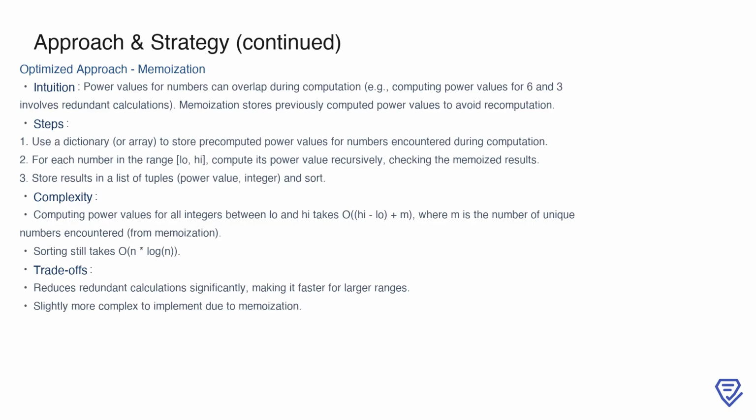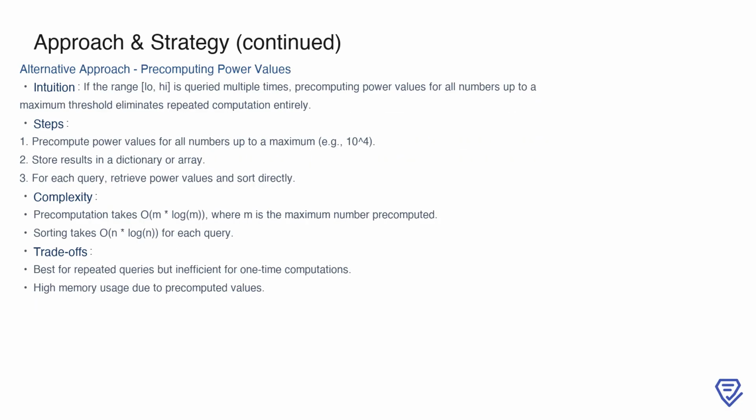The time complexity is now O(high - low) plus M, for computing power values, where M is the number of unique numbers encountered, plus the O(N log N) for sorting. While this approach is slightly more complex to implement than brute force, the improved efficiency makes it a worthwhile trade-off for larger ranges. Another option to consider is pre-computing power values for a broader range of numbers.